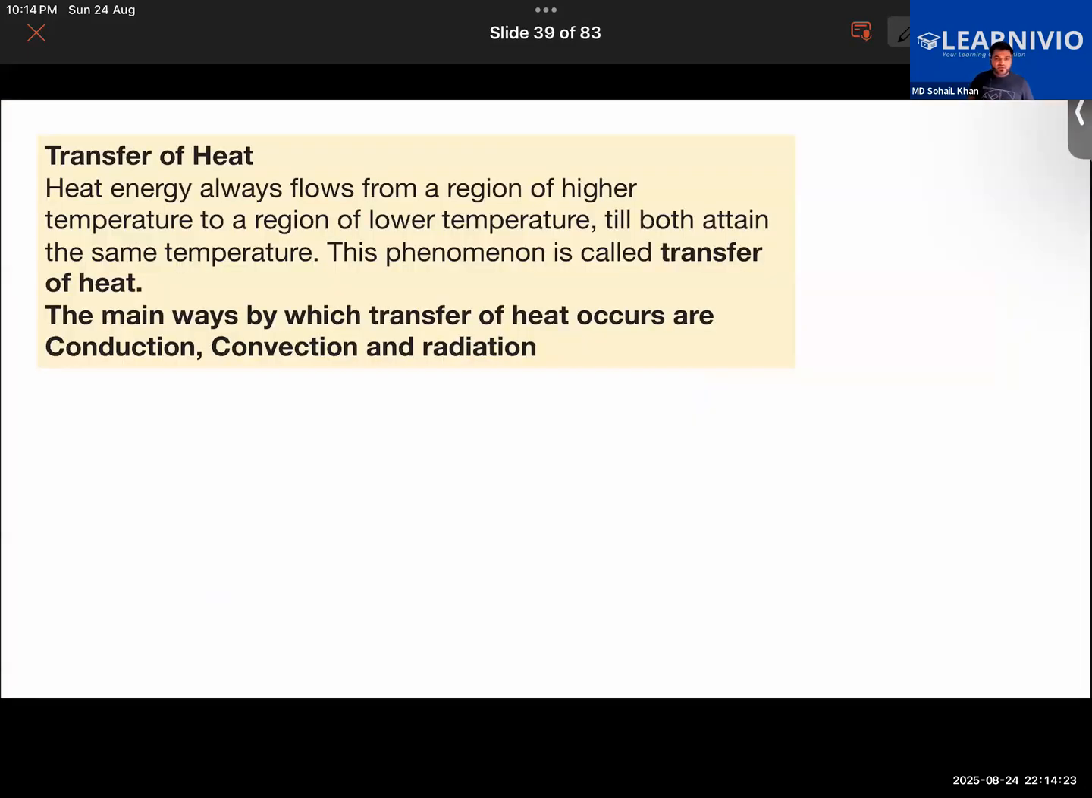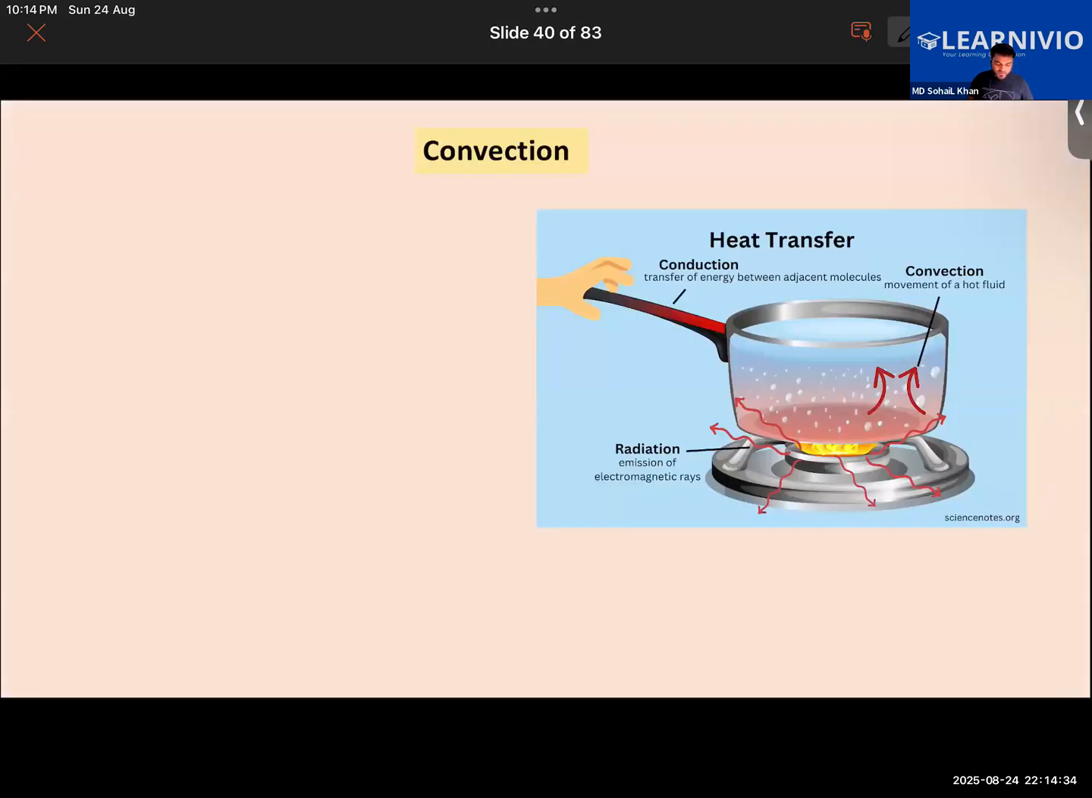Further, we have discussed that there are different modes of transfer of heat. They are conduction, convection, and radiation. Talking about convection, it's a process by which heat is transferred by movement of heated liquids and heated fluids, like air and water.